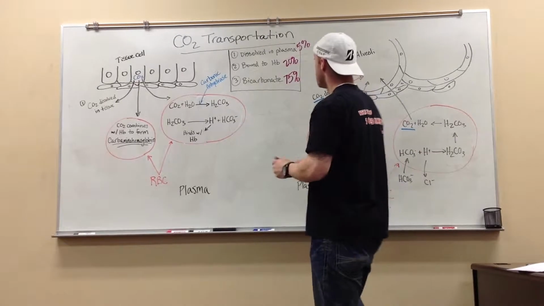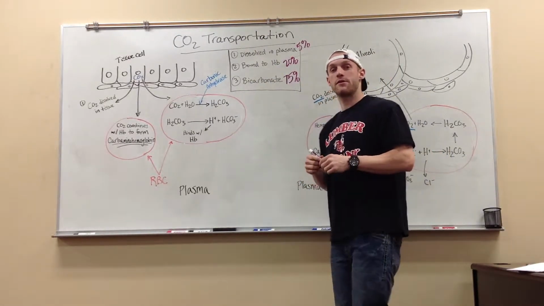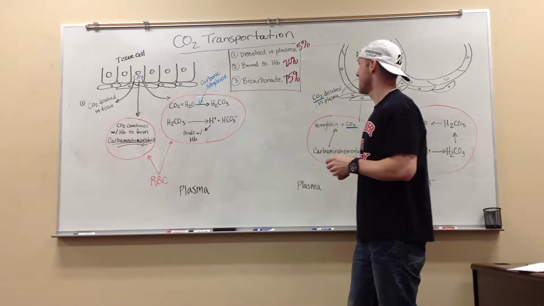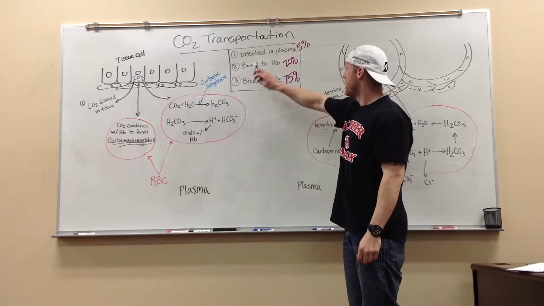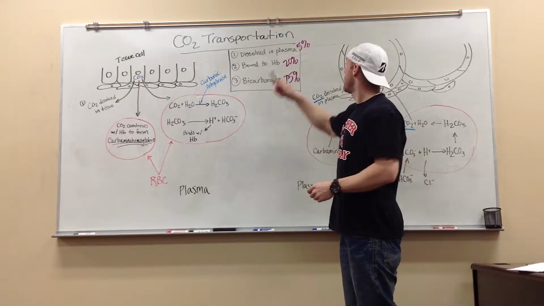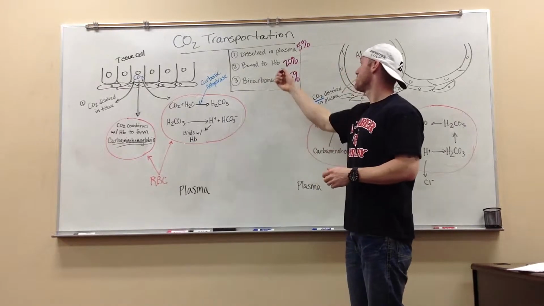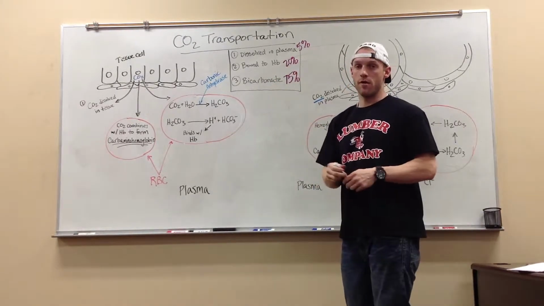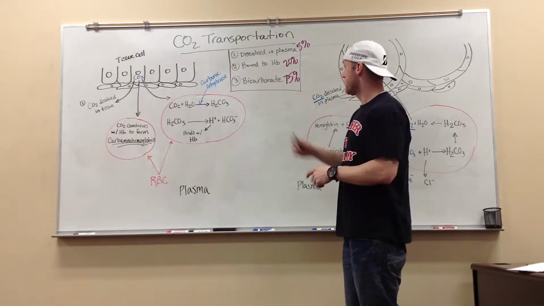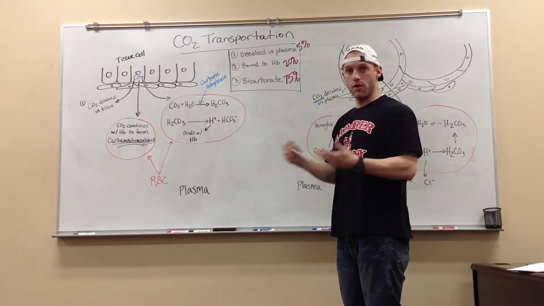Alright, so this is going to be about CO2 transportation through the body. There's three major ways that CO2 is transported throughout our bodies and eventually out into the atmosphere. It dissolves in the plasma, 5% of that, bound to hemoglobin, 20% of that, and the main way that it is transported is attached to bicarbonate, okay? So these are the three main concepts that I wrote for you to follow as I go through the video, okay?